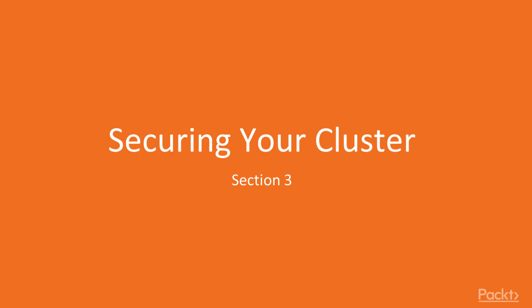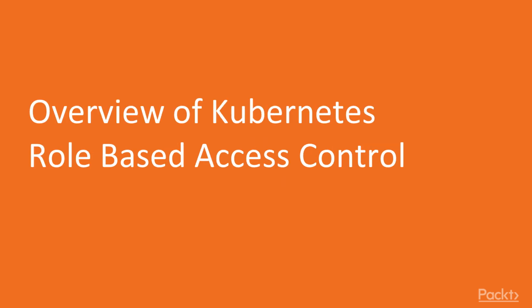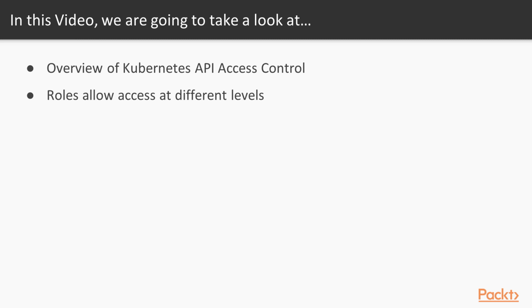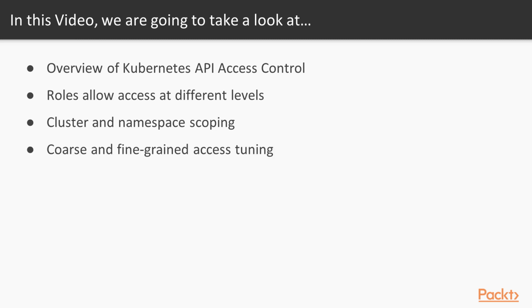Section 3, Securing Your Cluster. In this video, we're going to be taking a look at an overview of Kubernetes role-based access control. There are several different areas that we're going to explore during this first video. First, we're going to take a look at an overview of the Kubernetes API access control layer. We're going to talk about how roles allow access at different levels. We're going to look into cluster and namespace scoping for roles, as well as coarse and fine-grained access tuning examples.